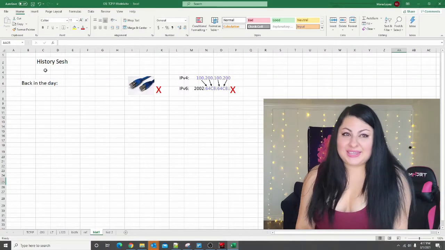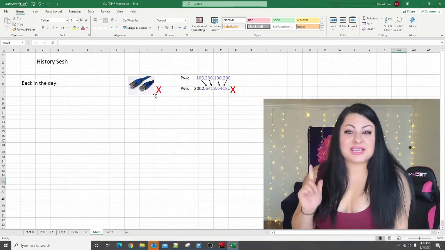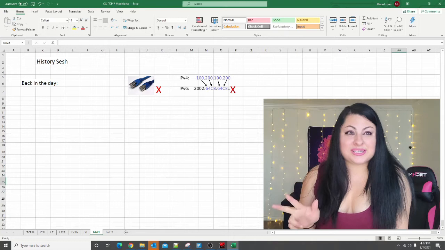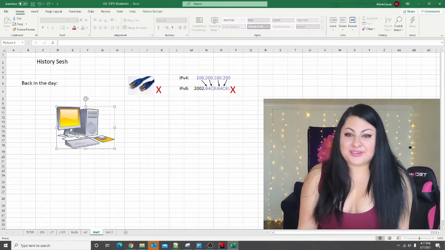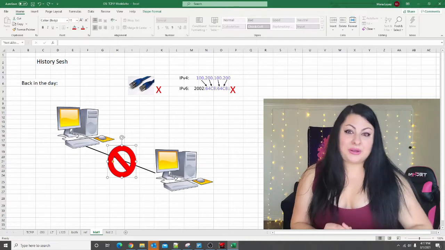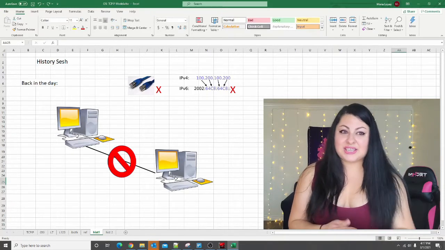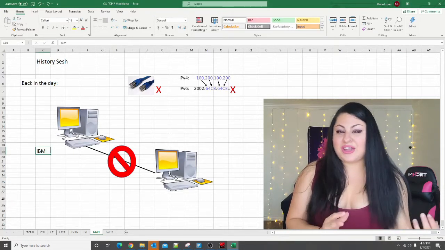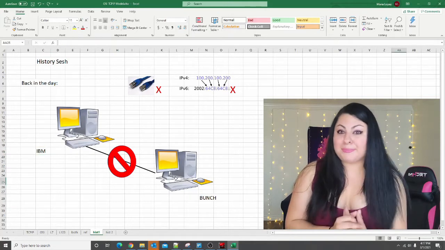So back in the day, before Ethernet cables, IP addresses, and networking was a thing, computers made from different companies could not communicate with each other. There was no routing packets, no sharing files. You know, IBM computers could not interact with any of the other companies' computers.